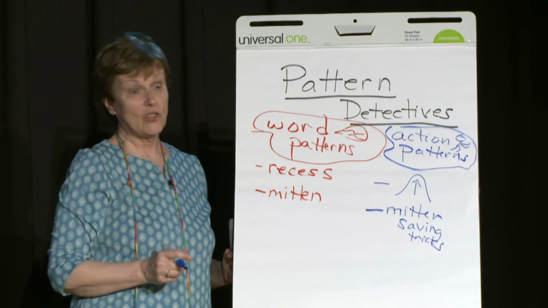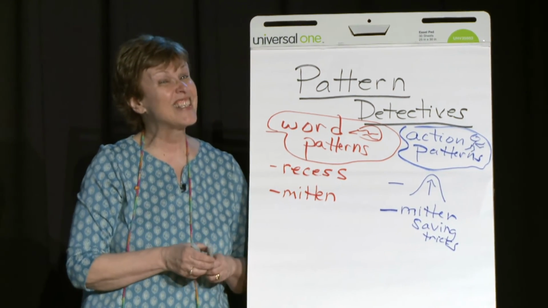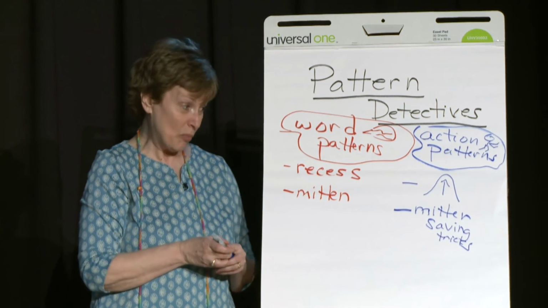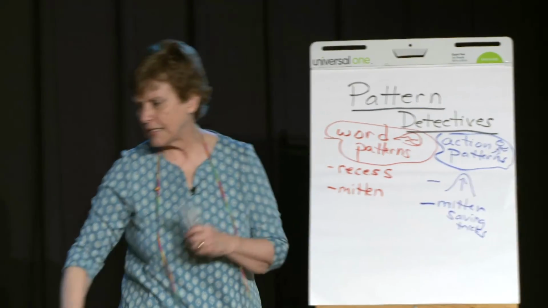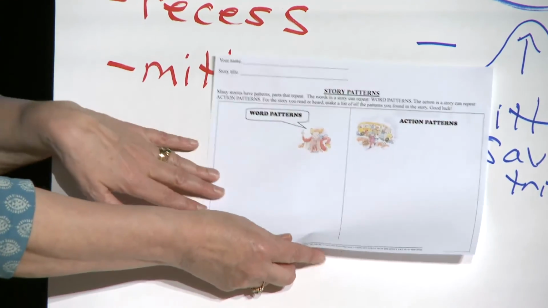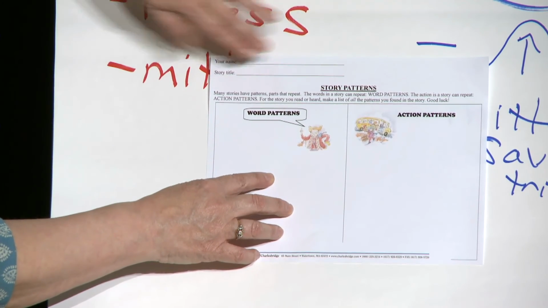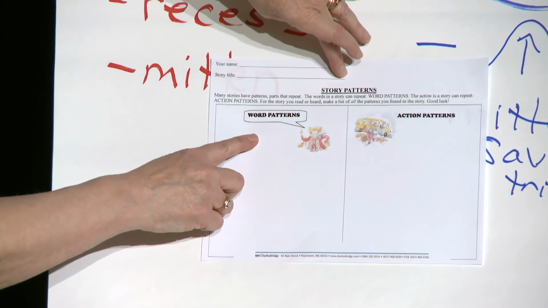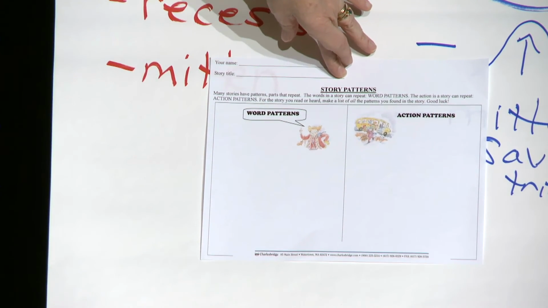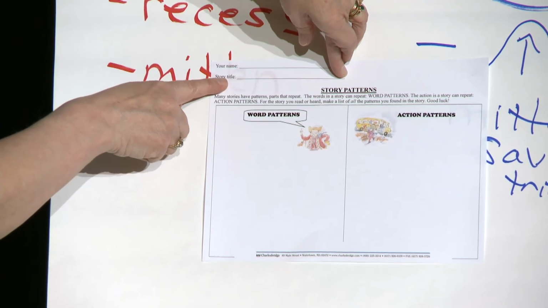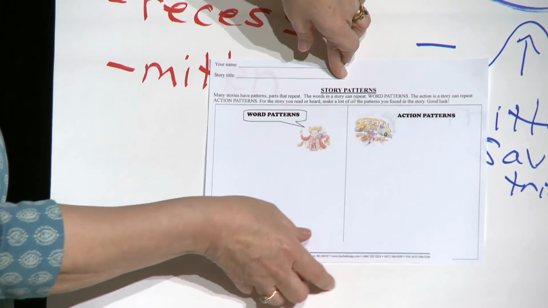All right, I've given you a good start. You've got 2 under word patterns, 2 under action patterns. I said there's at least a dozen patterns in that Mountain of Mittens book. You could be pattern detectives and try to find them. And I'm going to show you a handout. Your teachers can get this handout so they will be able to have you guys find word patterns and action patterns in other stories you read, not just my books. There's a place for you to put your name and the title of the book that you're reading, and you could make a list of all the word patterns and all the action patterns.